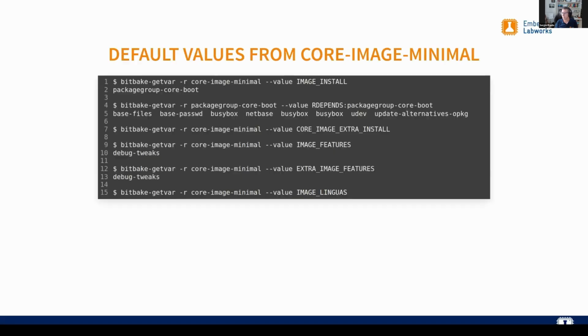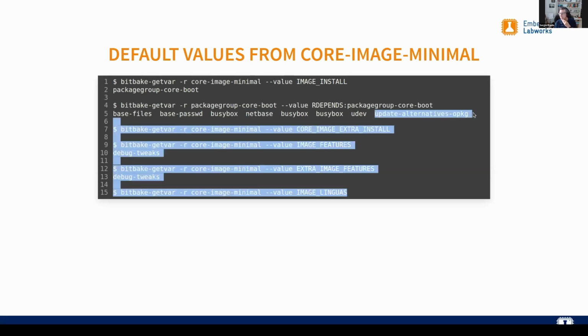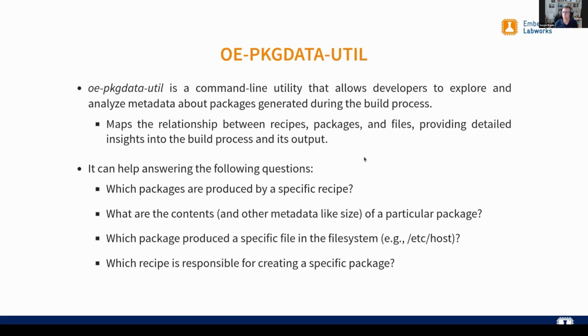One thing that we might ask is, what do we have inside those packages, right? Because you might need this information to decide, should I remove netbase? Should I remove this? Can I remove this? There is another nice tool that you can use, called oe-pkgdata-util. That is a very nice tool that makes it possible to map the relationship between recipes, packages and files.